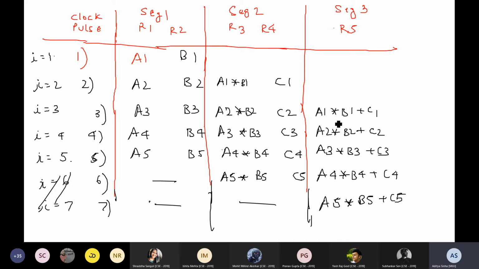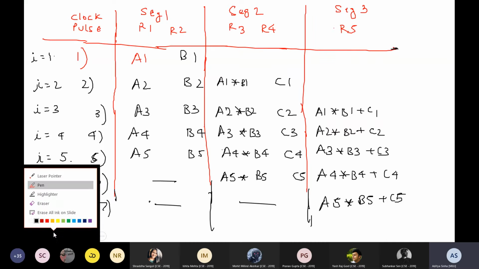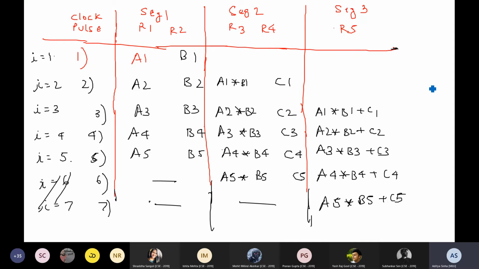So how many cycles are needed to actually solve this instruction? Can you tell from this chart, from this table, how many cycles are needed? 7. And how many segments are there? 3. So you have cycles equals 7 and segments equals 3. What does this segment mean? That we have divided our work into three sub-operations, right?